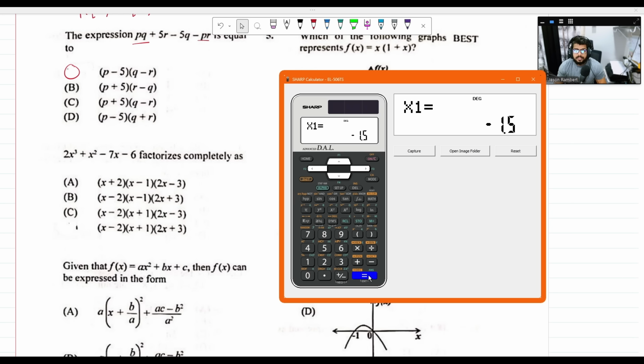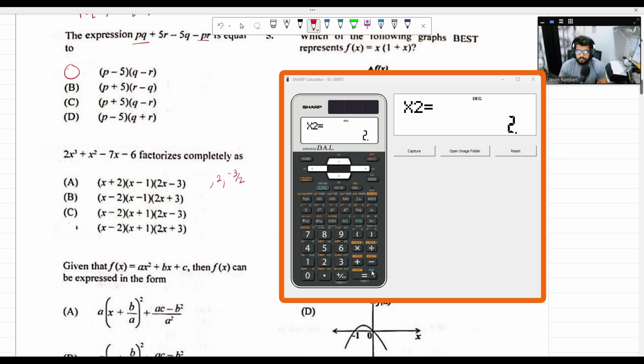One of the answers is negative 1.5. So I've just put that in here, right? Negative 1.5 is the same thing as negative 3 over 2. That is one of the roots. Another root is 2. And another root is minus 1.